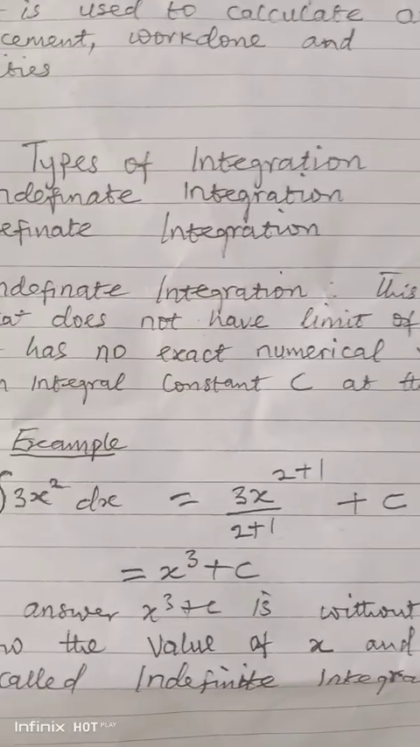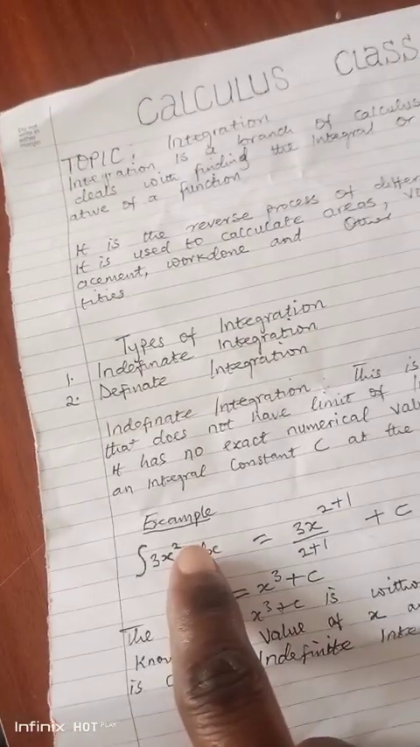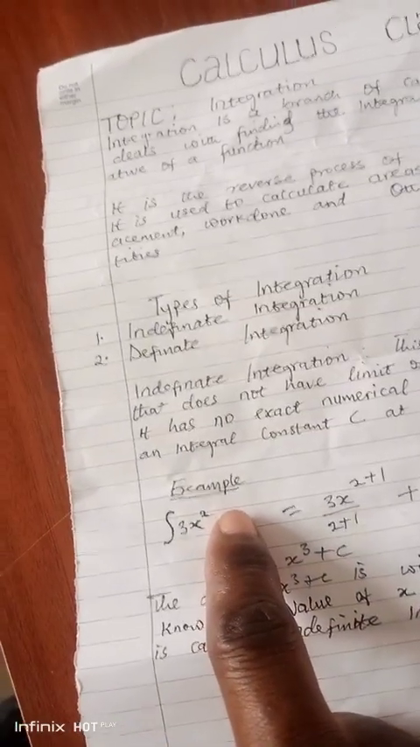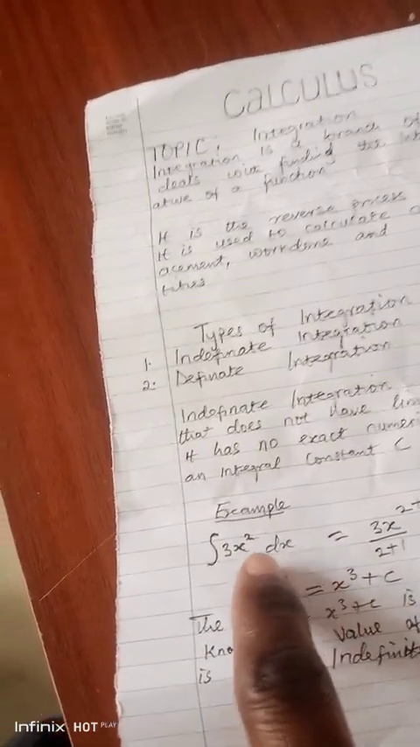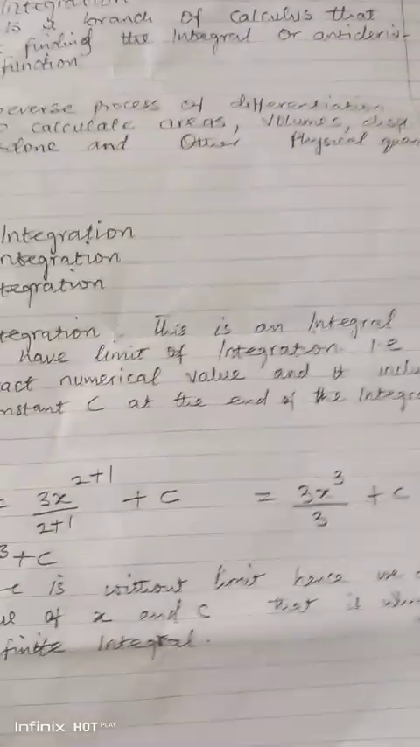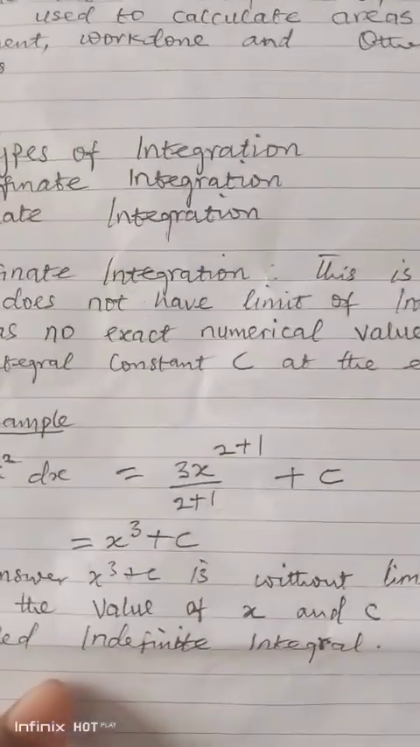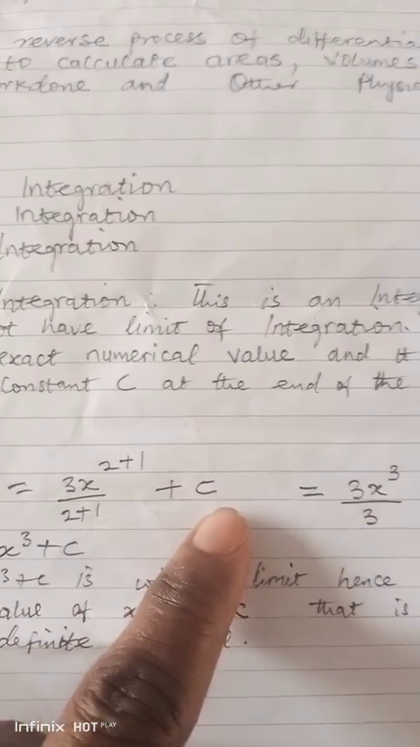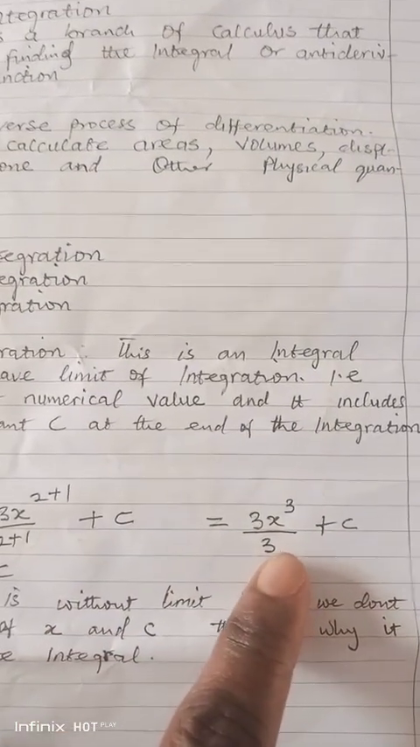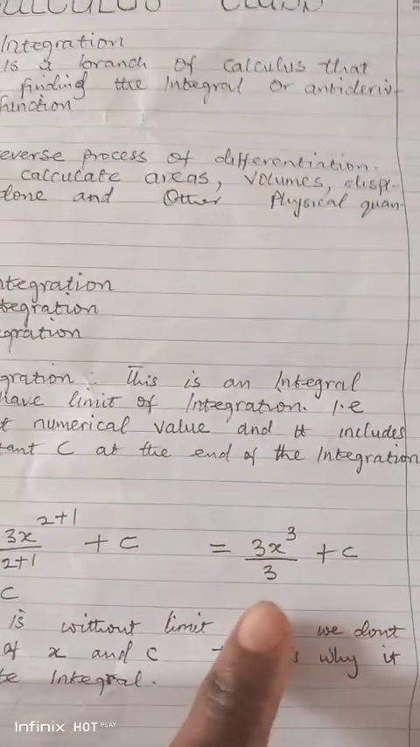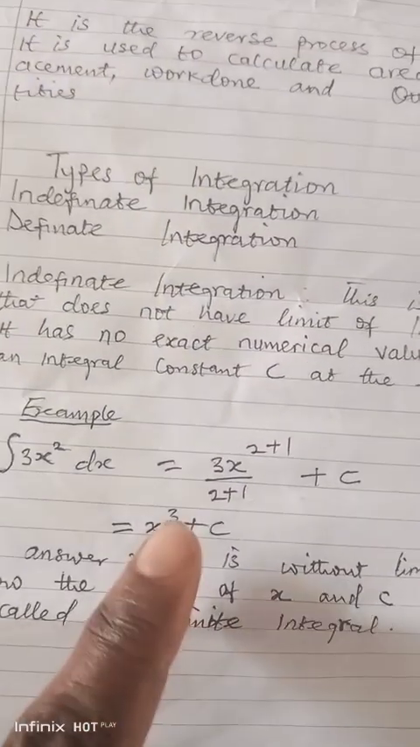You know, in integration, whatever power you have there, as you have power of 2, you just put plus 1 to it. You now put all over and write 2 plus 1. So now when you simplify further, you add the integral constant c to it. When you simplify further, you now have 3x cubed over 3 plus c. Now you know 3, we cancel 3 here. We now have what? x cubed plus c.